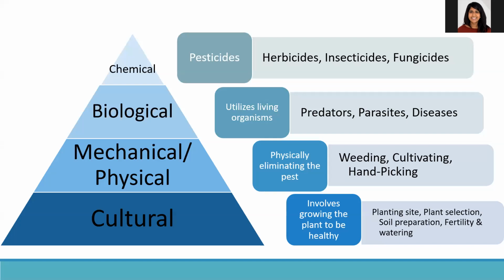And then the last and final line of defense is chemical. So this involves using pesticides like herbicides, insecticides, fungicides, and this also includes organic chemical control too, so any kind of chemical control. So it's important that if you are using chemicals, you use proper management and proper procedures, and you always want to read the back of the label before you use the chemical.